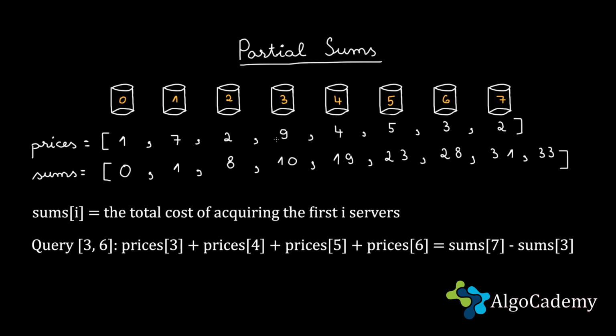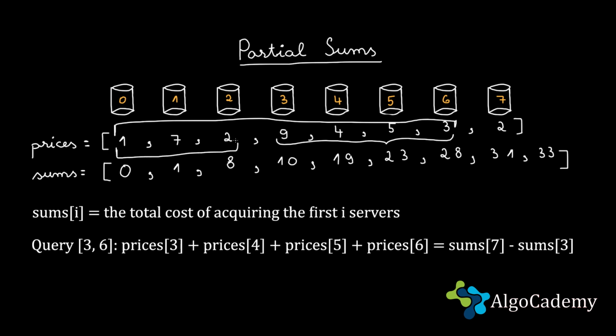From 3 to 6, we have this subarray of prices, which can be written as the subarray consisting of the first 7 servers, which starts here and goes all the way to here, from which we should remove the subarray consisting of the first 3 servers, which starts, of course, here and goes all the way through here. Remove this one from the bigger one, and we have our subarray.